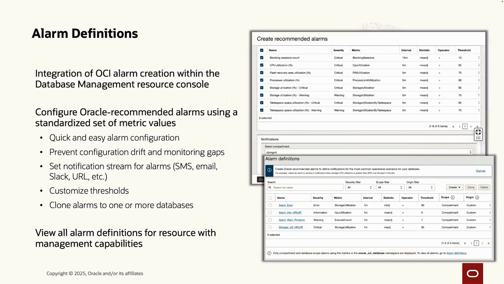So then looking at alarm definitions. Again, a lot of these metrics coming into our service for HA Health are coming straight from the database. We integrate into our own namespace as metrics into the OCI monitoring service. So we have these capabilities of quickly getting started by creating specific alarms for your databases.